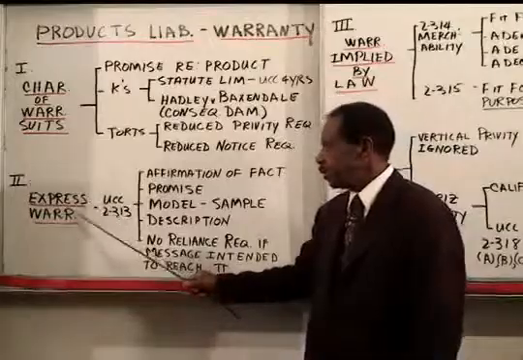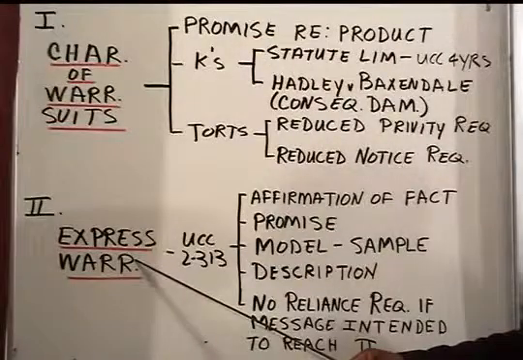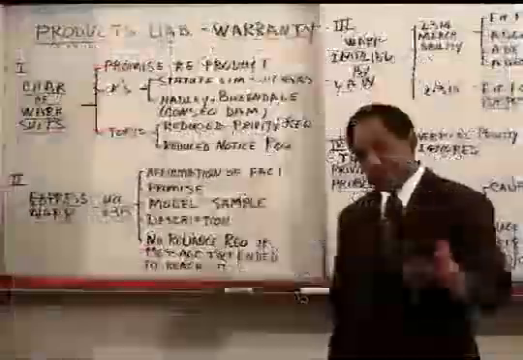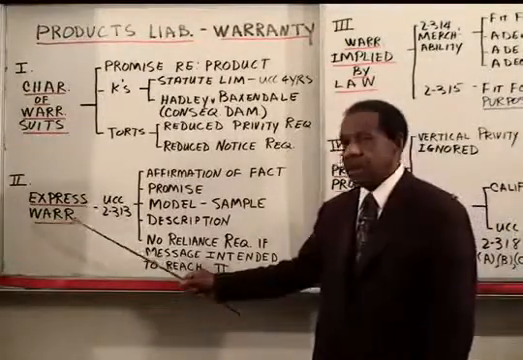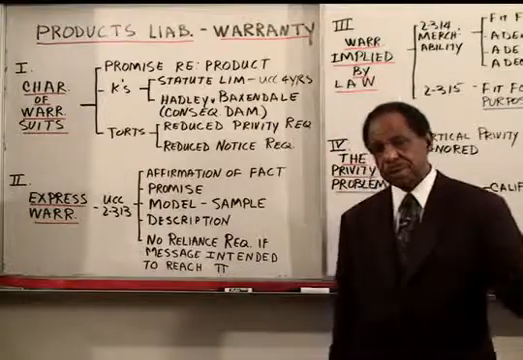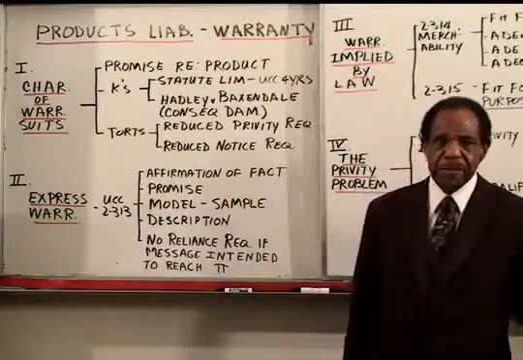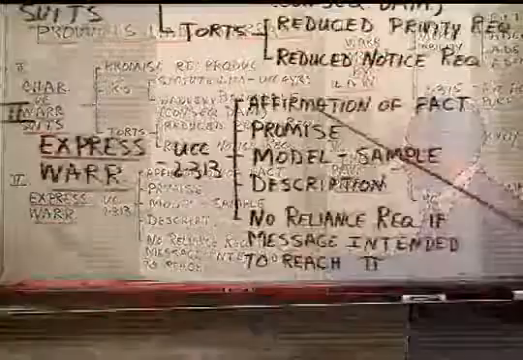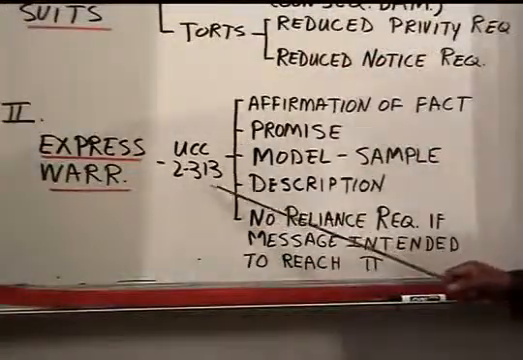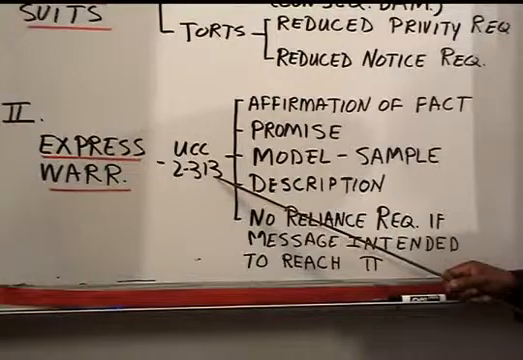First, there are express warranties and there are implied warranties. Warranties where the person has got to say, in effect, I'm promising this, and other warranties where the law says, if you sell these goods, you are making the following promises, whether you intended to or not. Express warranties are found at UCC 2-313.